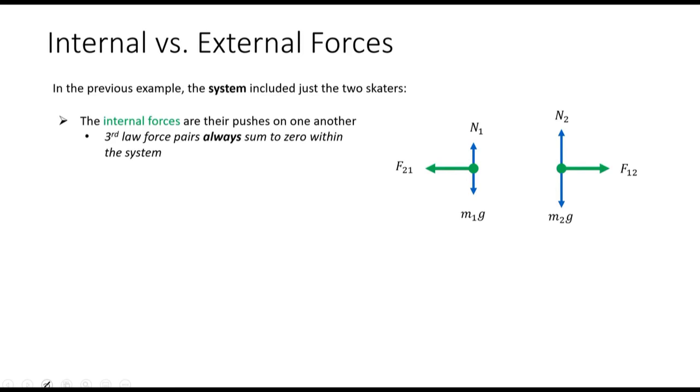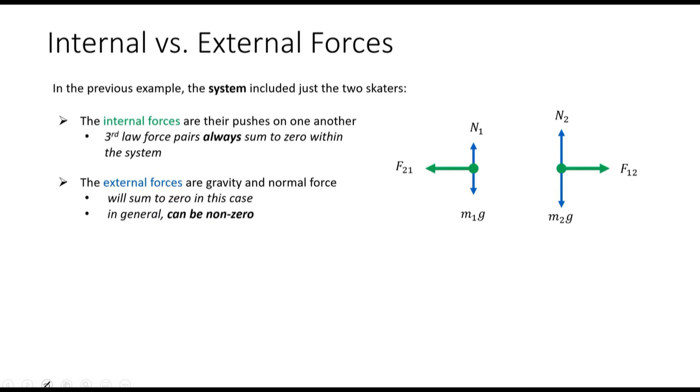So they're always going to sum to 0. And so whenever you think about the net force acting on a system, the internal forces will always sum to 0. You're always going to get these Newton's third law pairs inside the system, so they'll never contribute to a net force.